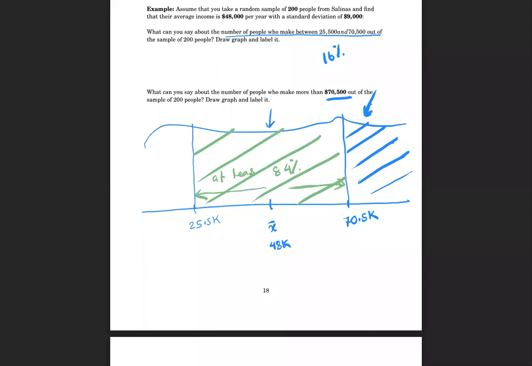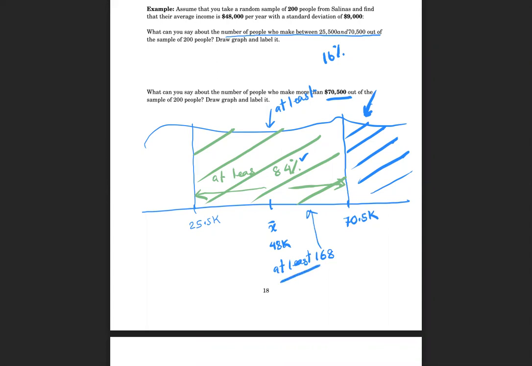Okay. The response to this question is kind of interesting. Remember, last time we said at least 84% fall in the middle, right? So at least 84% means 84% of 200, at least 168. So at least 168 falls here.